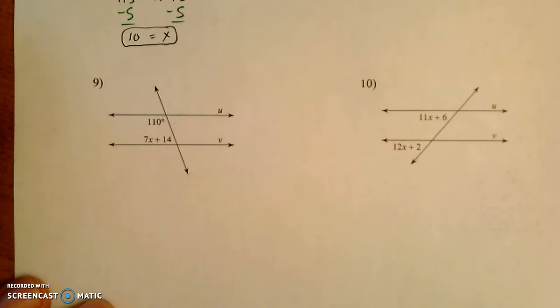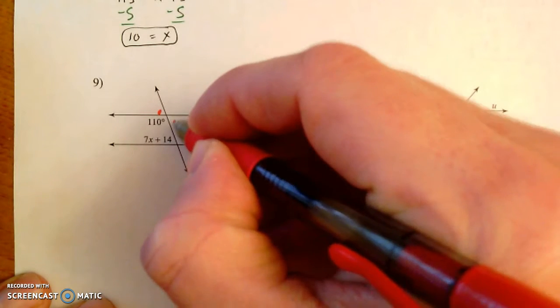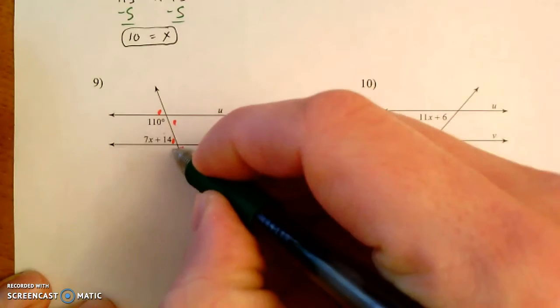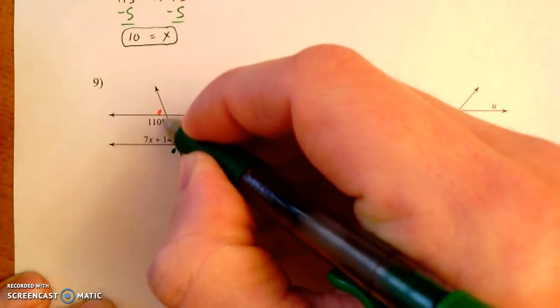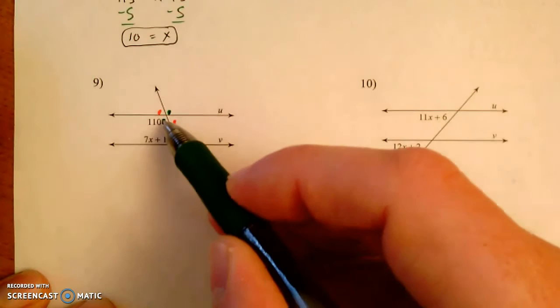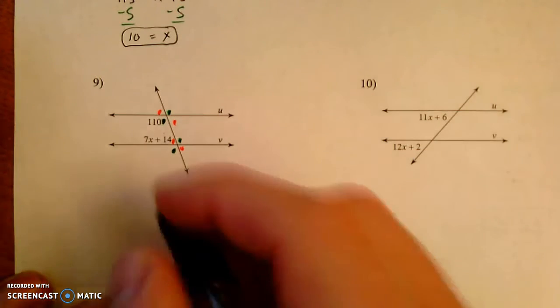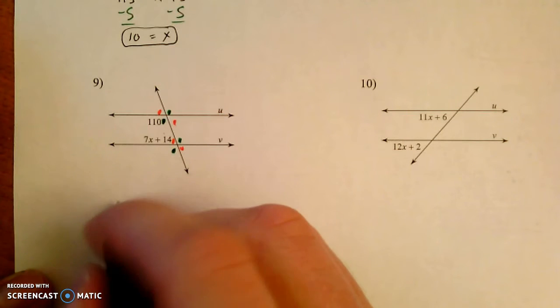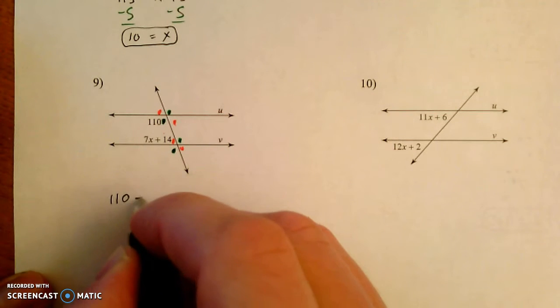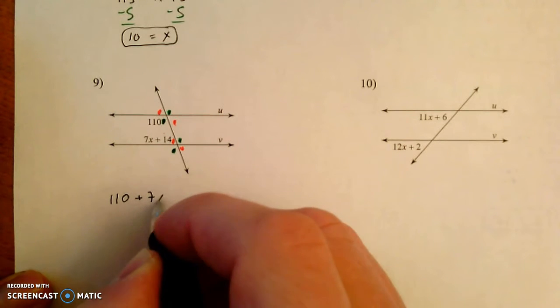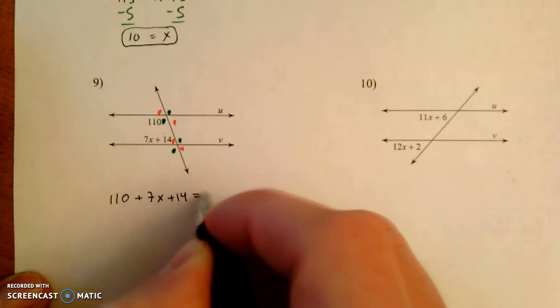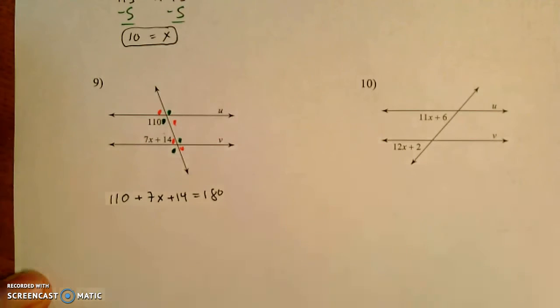Let's look at one more. Number 9 down here. In this case, when we color in our zigzag pattern, red, red, red, red, and green, green, green, green, you'll notice that the 110 and the 7x plus 14 are such that one's red and one's green, which means they're supplementary. So 110 plus 7x plus 14 equals 180.